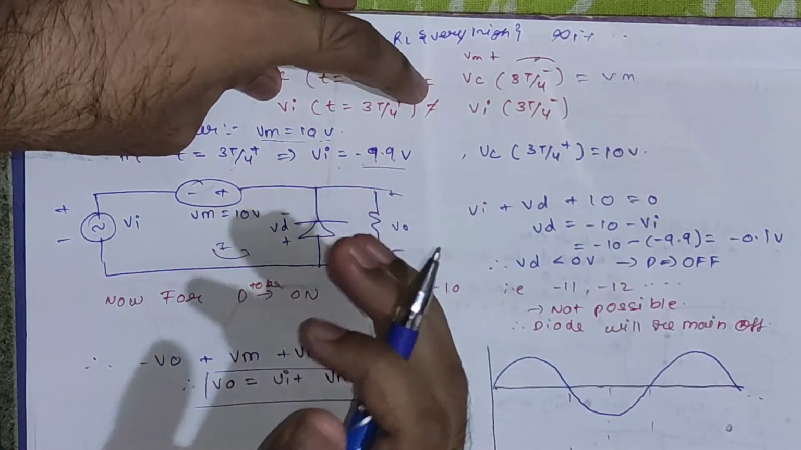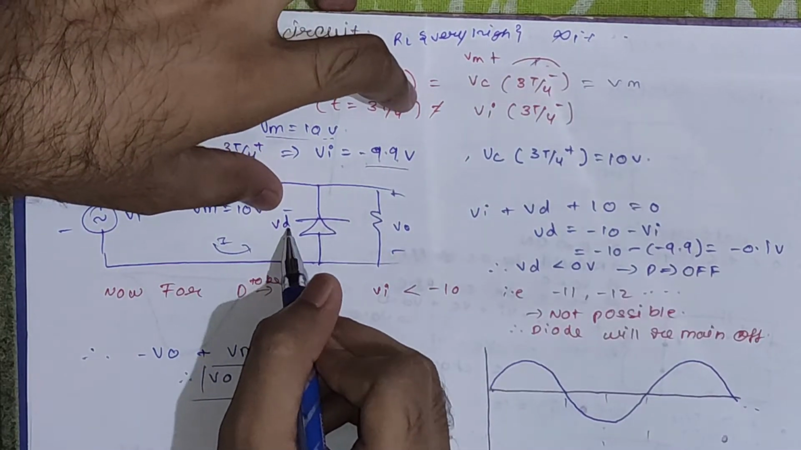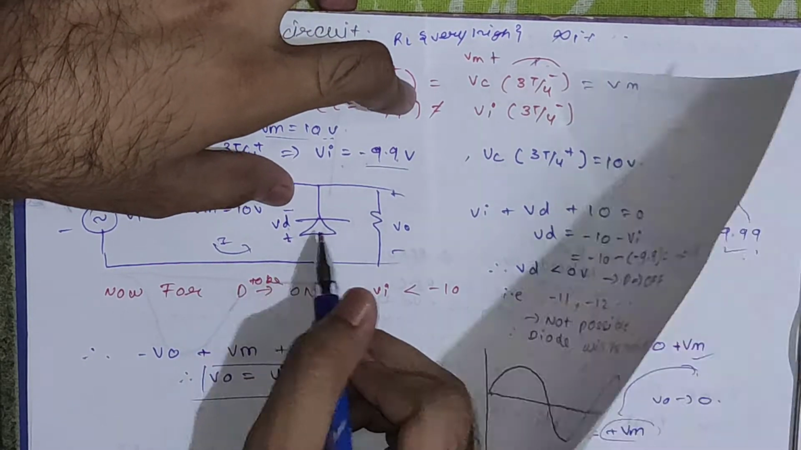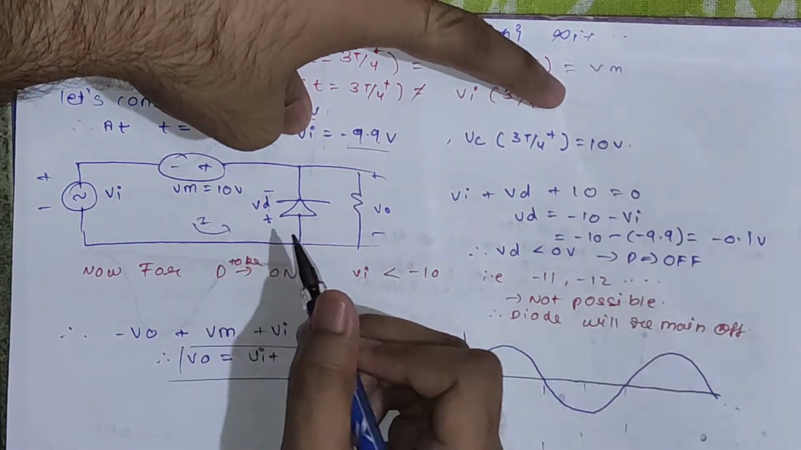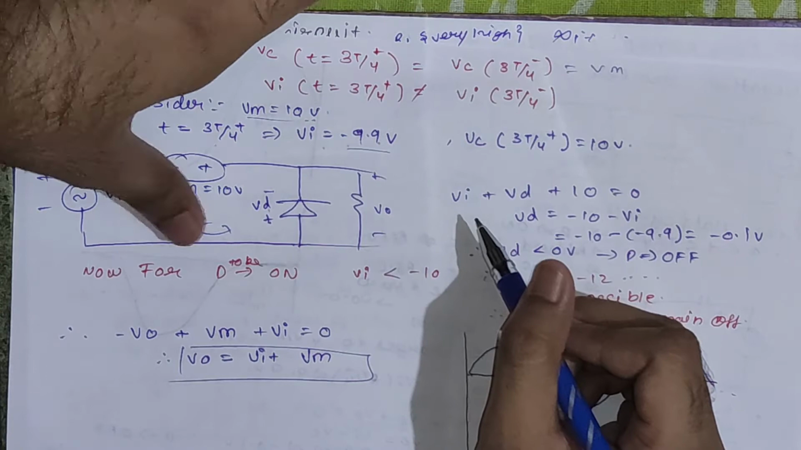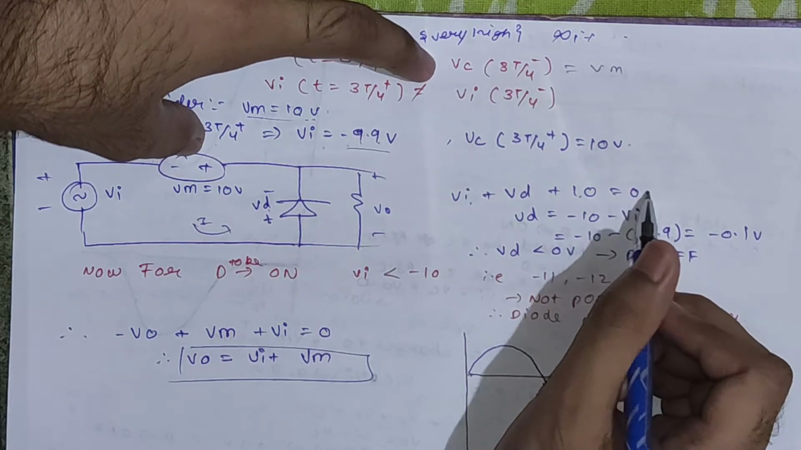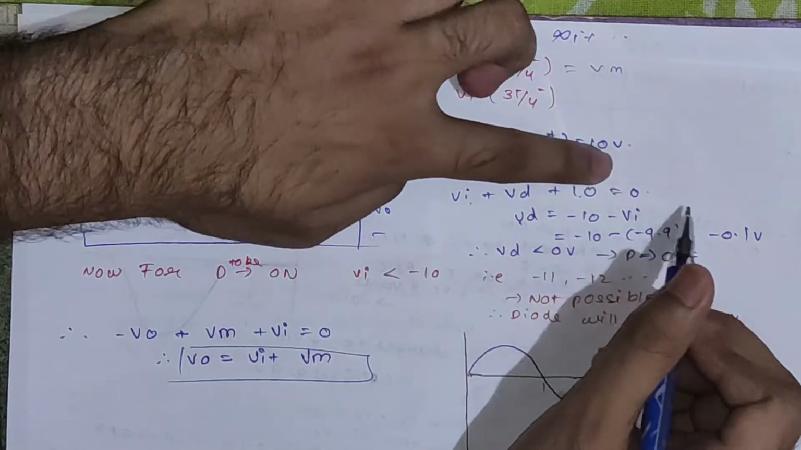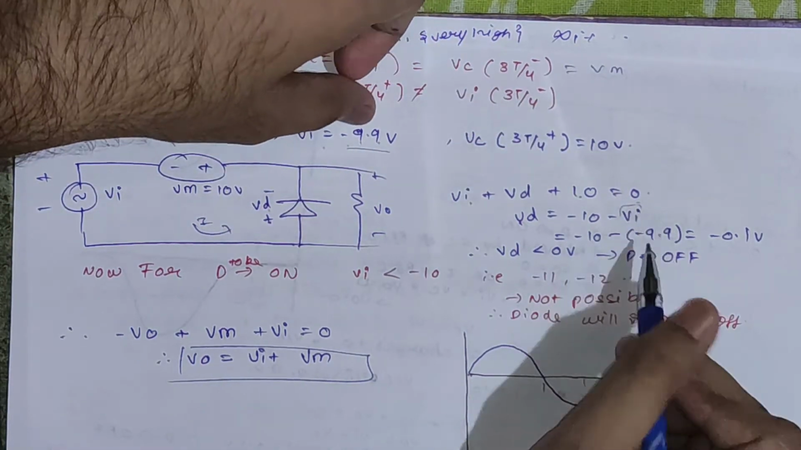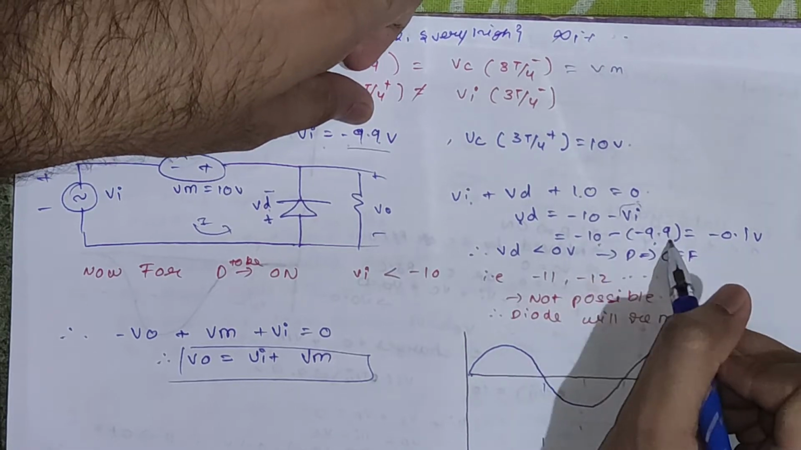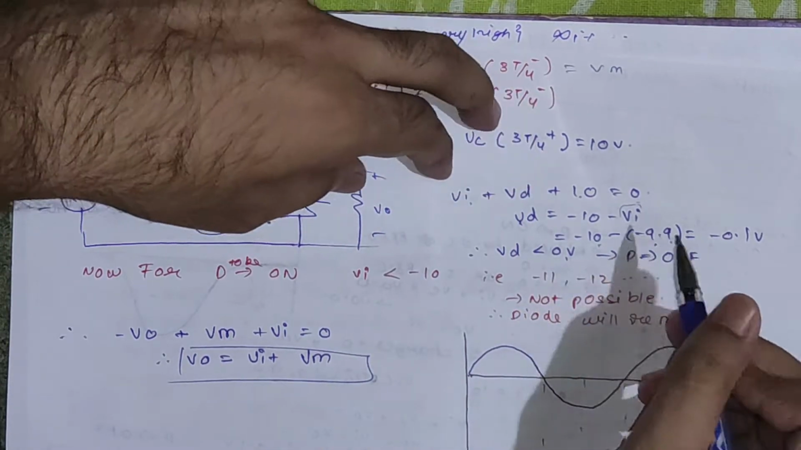Now we have to check whether the diode will remain on or off. For that we have to find this Vd; I have considered minus on the upper side and plus on the lower side corresponding to the terminals of this diode. If we apply KVL to this mesh, you will get plus Vi plus Vd plus Vm, which is 10 volts, equals 0. So Vd equals minus 10 minus Vi. Vi is minus 9.9, so we get minus 10 plus 9.9, which is minus 0.1. So Vd is less than 0 volts, so the diode will be off.